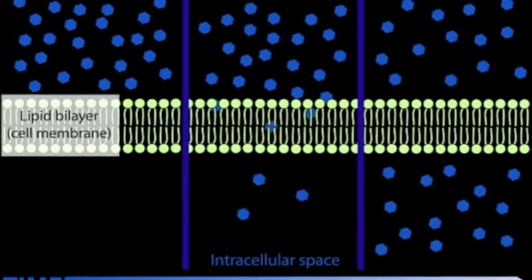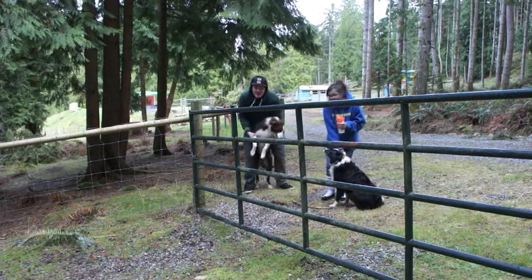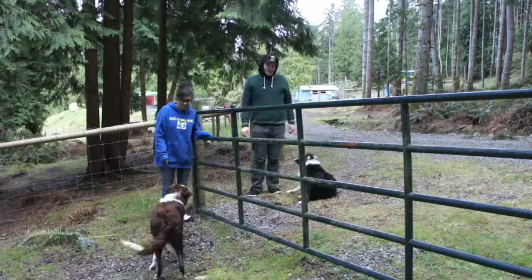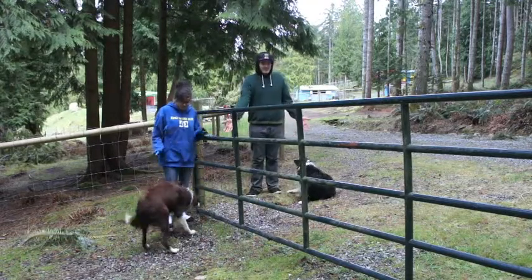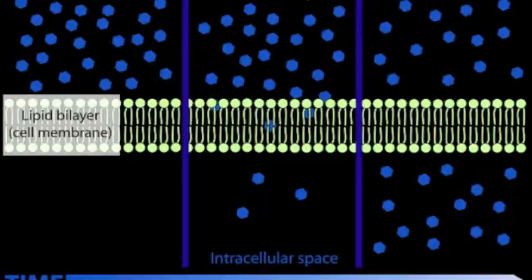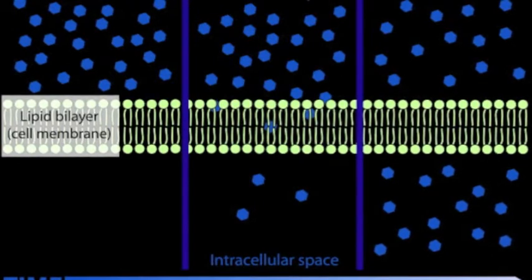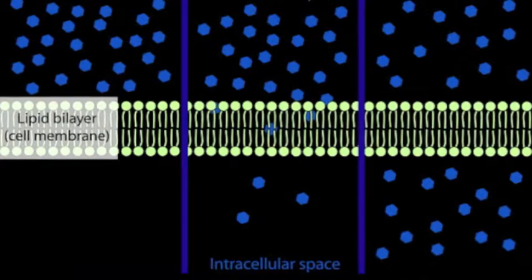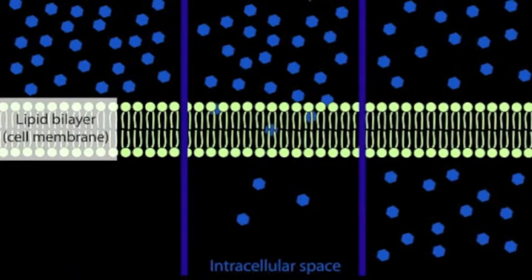Diffusion is the movement of materials from an area of high concentration to an area of lower concentration due to random molecular movement. This is called movement down a concentration gradient. Molecules that can dissolve in the phospholipid bilayer and molecules that do not carry a charge can diffuse through the cell membrane.